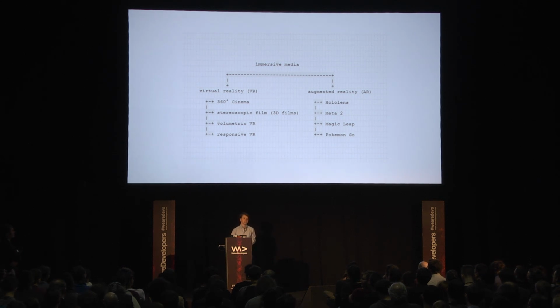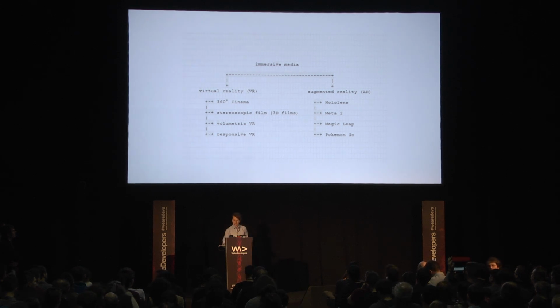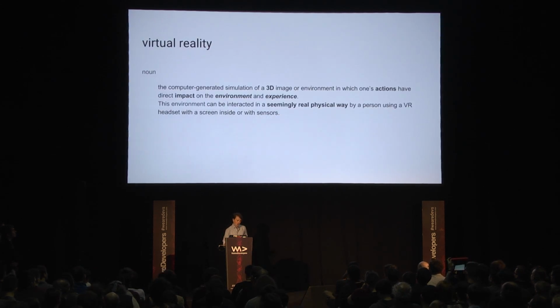And then virtual reality can be split into 4 categories, but this is work in progress, maybe more are coming. It's 360 cinema, stereoscopic films, which are regular 3D films, volumetric VR, and responsive VR. But before we start talking more, let's define what virtual reality is.